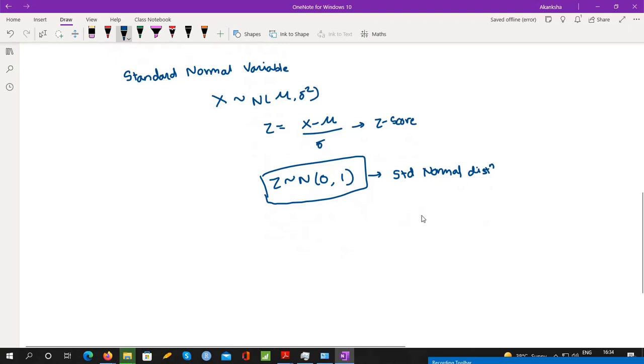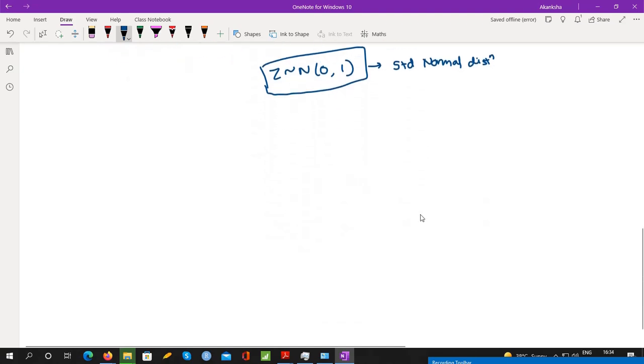Where is this z score used? Suppose I want to compare the performance of two students, but they have opted for different subjects. Okay, so one student has opted for, say, chemistry and another student has opted for environmental science. Okay, the chemistry class has suppose 15 students, and the environmental science class has let's say 10 students. Okay, so I cannot simply compare rank.